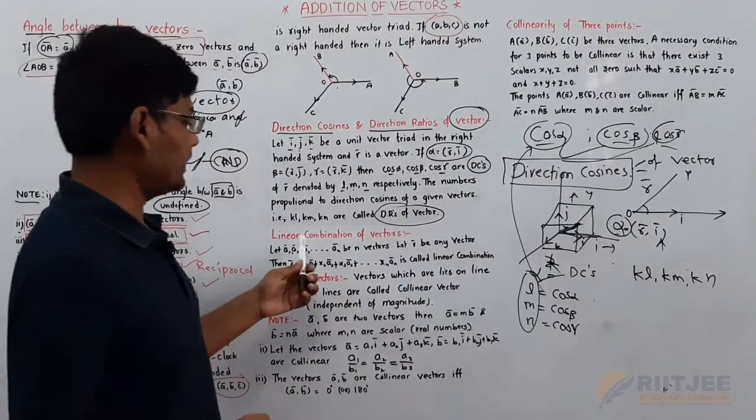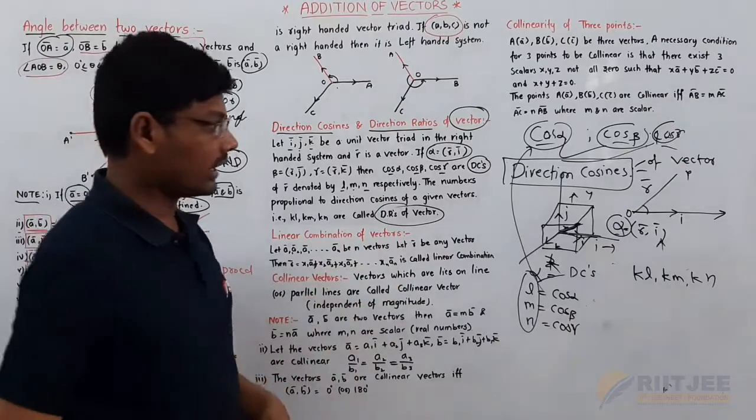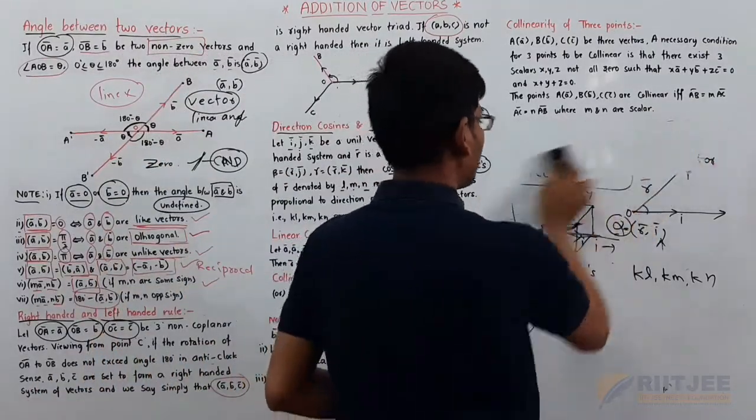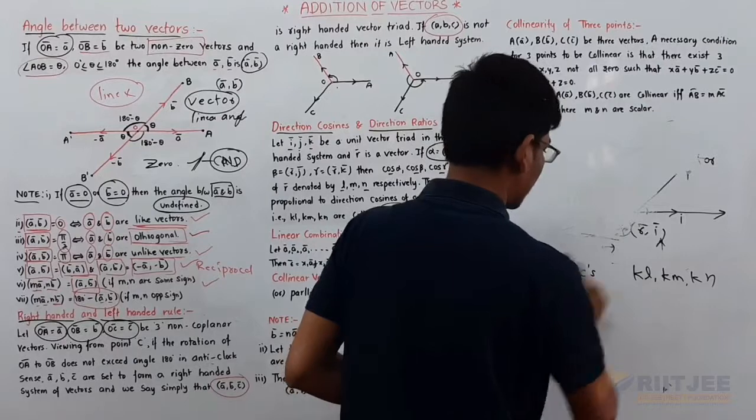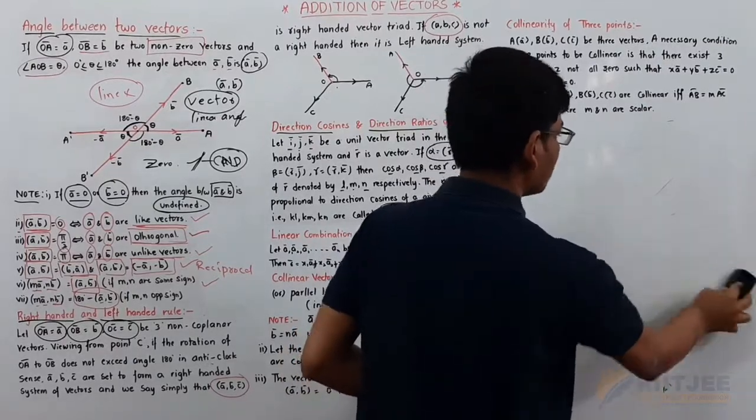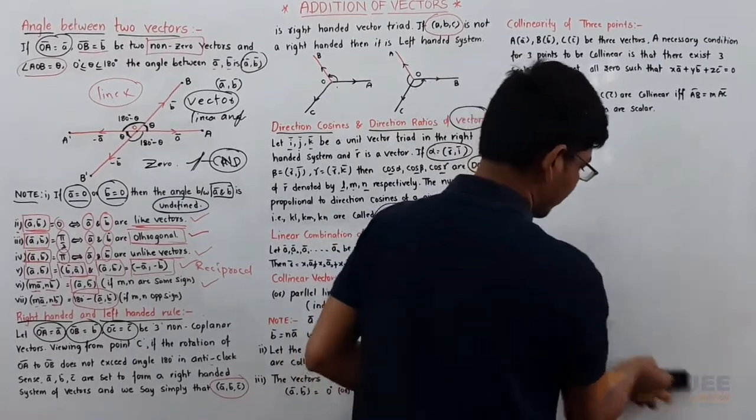And the next one is linear combination of vectors. The next topic is, already we have discussed direction ratios and direction cosines of a vector. Now the linear combination of vectors we are going to discuss here.